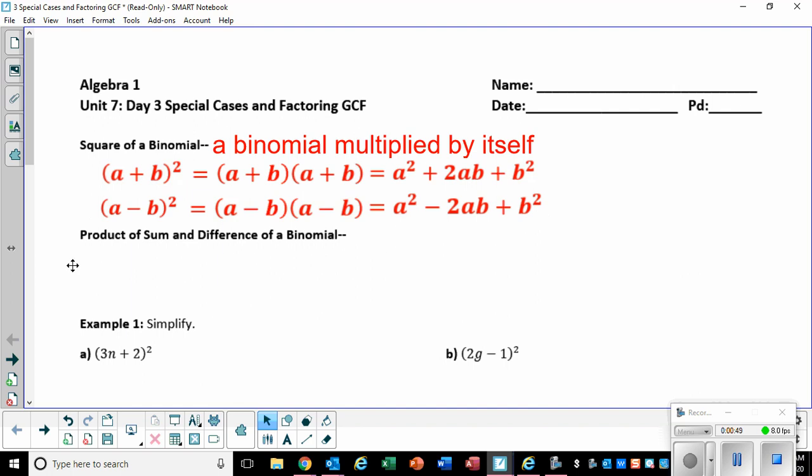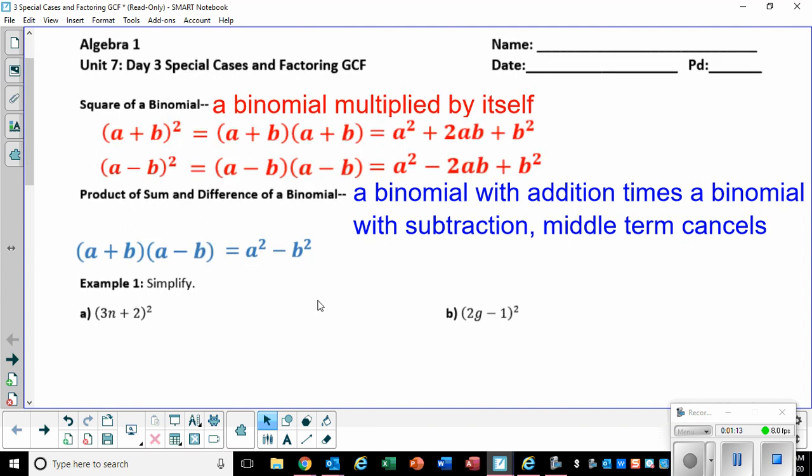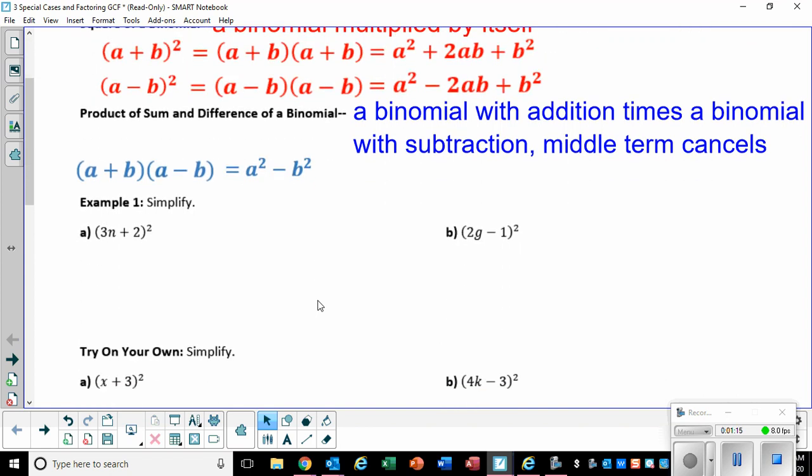The product of a sum or difference of a binomial, which is basically you're multiplying the same binomial, but the only difference is one has an addition sign, one has a subtraction sign. It's special because the middle terms will cancel out when you multiply. So it looks like this, and when you multiply together, what you'll get is the square of the first term minus the square of the second term. Okay, so let's look at a couple examples.